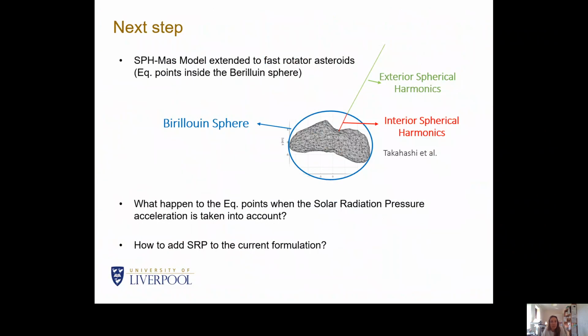Now the next step will be extending this for fast rotators using internal MASCON harmonics, is it possible? And also investigating what happens to the equilibrium points when solar radiation pressure is taken into account, or another perturbation is taken into account, like the secondary of a binary asteroid system, and how to add SRP to the current formulation in a consistent way, because when we add SRP to the system with other perturbation, the system is no longer autonomous, so the equilibrium point will change as a type of dynamical object.